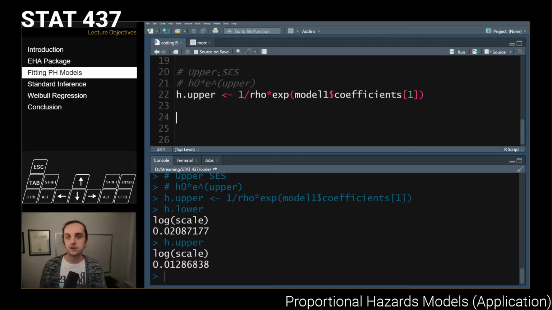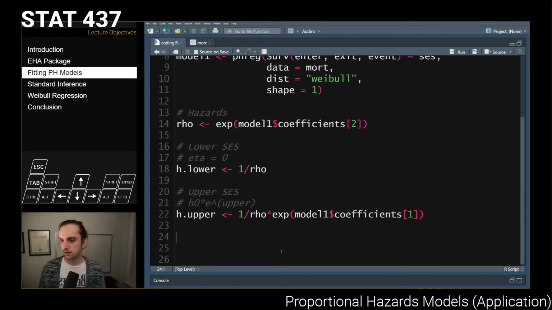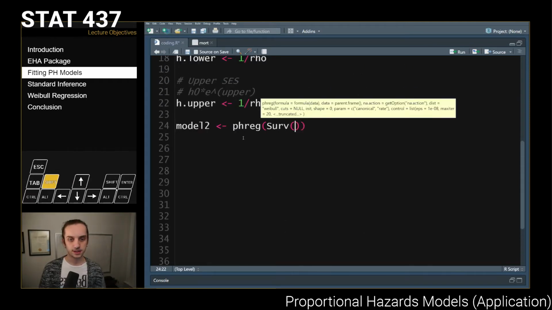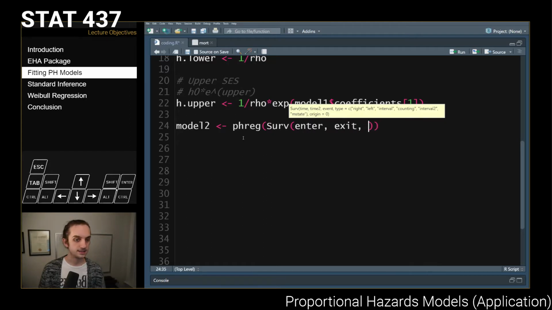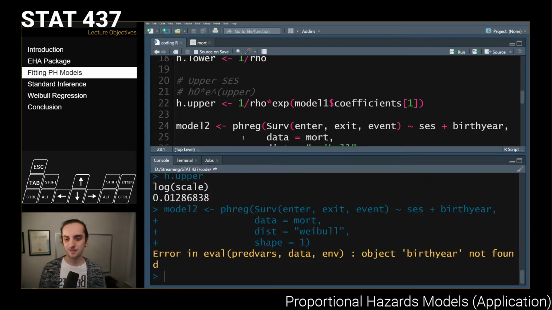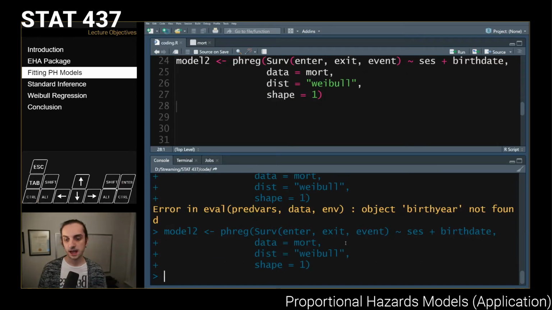Now, we could also have included other factors in the model here, right? And the model is going to look much the same way, right? So if I had instead done something like model 2 could be PHREG, where we take the Surv of enter, exit, event. Instead of just socioeconomic status, I could also include the birth year here. The data is still going to be the mortality. Let's say that we're still using a Weibull distribution with shape parameter equals 1, so we're still using an exponential. And, oh, I guess it's not called birth year, it's called birth date in the data here, and you can take a look.